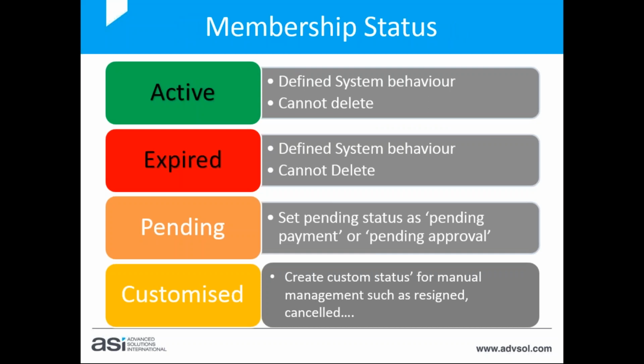Active and expired statuses are triggered by defined system behavior. So for example, the system's been set up to automatically expire a membership on the 30th of June. Therefore, the status of every membership will change automatically from active to expired at 12 AM on the 1st of July. Or if a member renews their membership with a credit card payment and the system's been set up to automatically make the status of the membership active when this happens. So the active and expired processes are defined through what happens in the system.